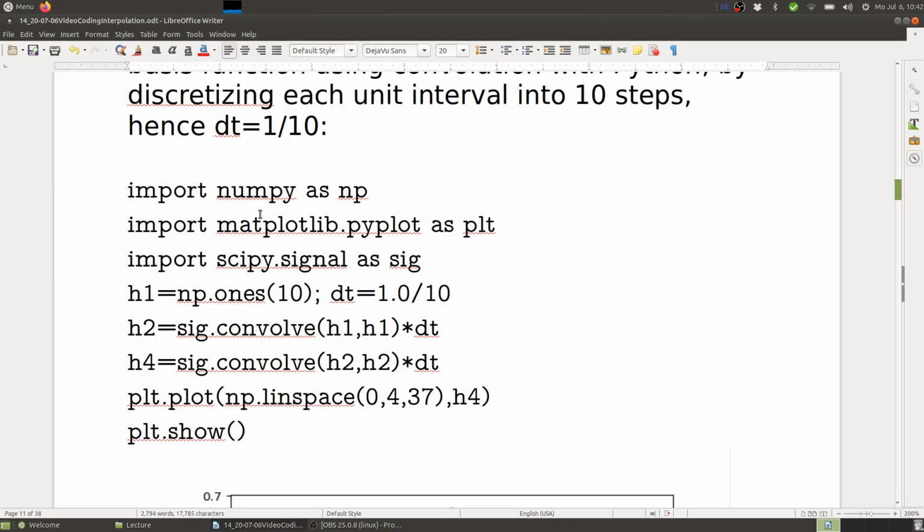So we use NumPy, matplotlib, and scipy.signal, and then we start with a box function, which here consists of 10 ones, right? And remember dt is 1/10, so this is 1 unit interval. Then we can compute h2 as a convolution of this box function with itself times dt, this is our time step or space step for images. And then same again, to obtain h4 we convolve h2 with itself, and then we simply plot it, right?